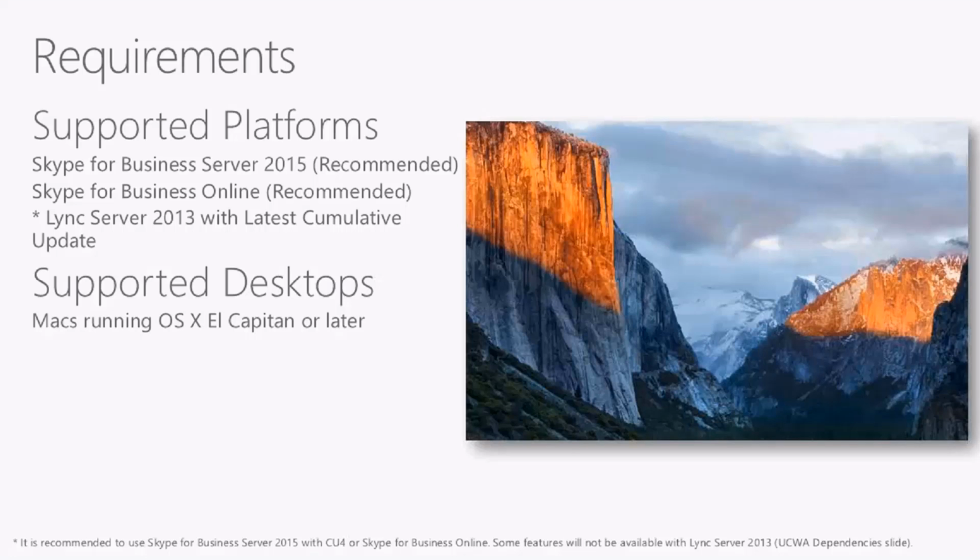As stated in the previous slide, there are going to be some requirements for cumulative updates on the server side too, and we'll make sure that we call those out as we're going through these readiness programs. So supported desktops, we talked about this earlier, have to be running El Capitan or Sierra.